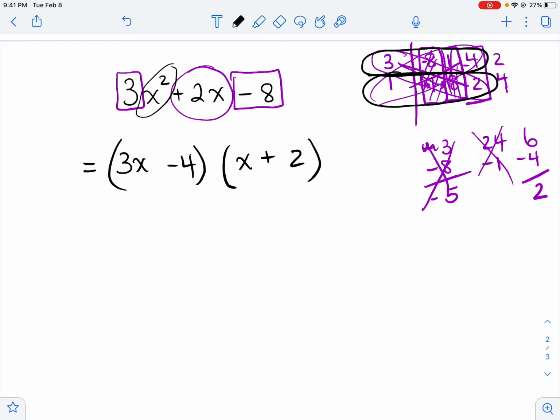And that's our answer. And if we're unsure, because we're like, what, that was a crazy method, you could try expanding just to double check. So 3x squared plus 6 minus 4 minus 8. It's totally going to work. And that is the chart method.